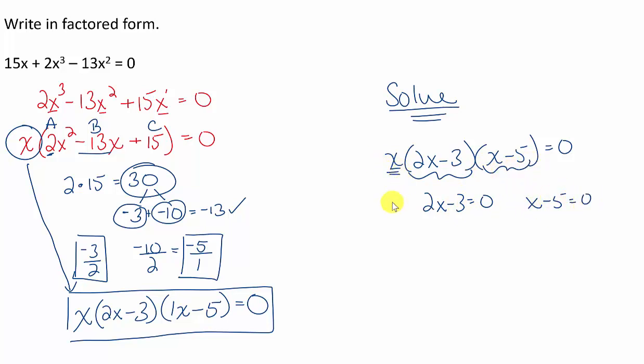But if this has an x out front, 1x, 2x, doesn't matter, whatever's out front, if it has an x, I have to set that equal to 0 also. So in this case, x equals 0 is one of my answers. It's one of my x-intercepts. It's one of my solutions.